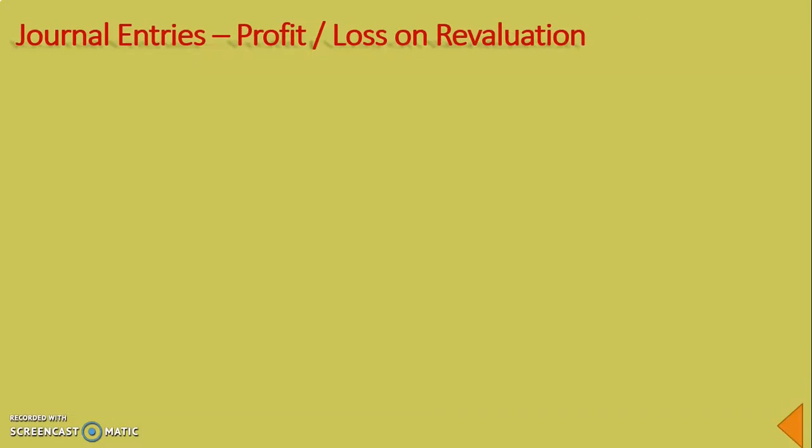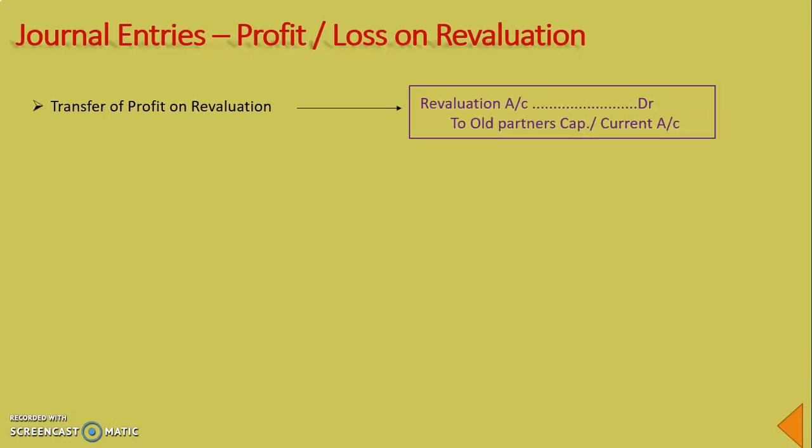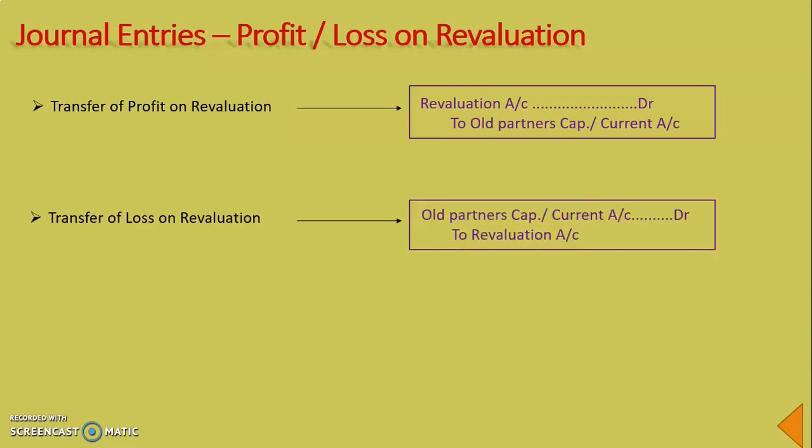After passing all the revaluation entries, we close the revaluation account. So if there is profit on revaluation, it is transferred to partner's capital account. The entry is revaluation account debit to old partner's capital account. And if there is loss on revaluation, the entry will be old partner's capital account debit to revaluation account.